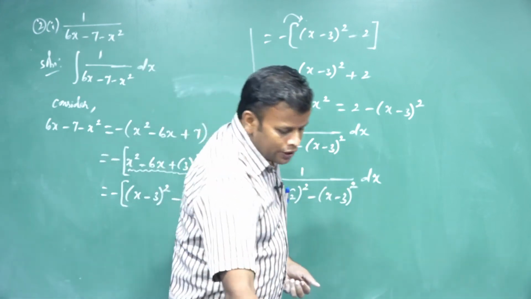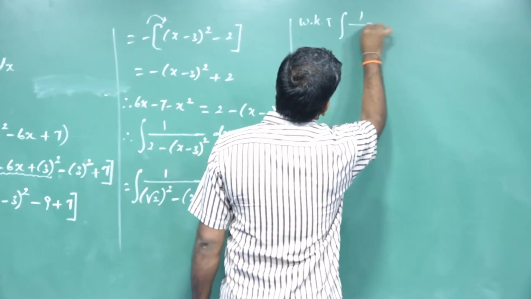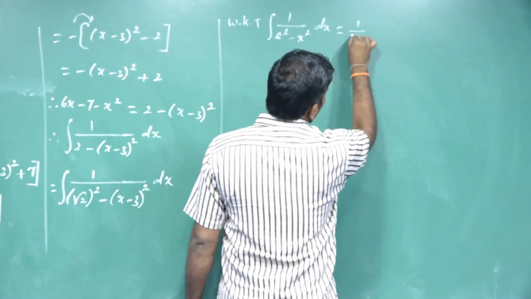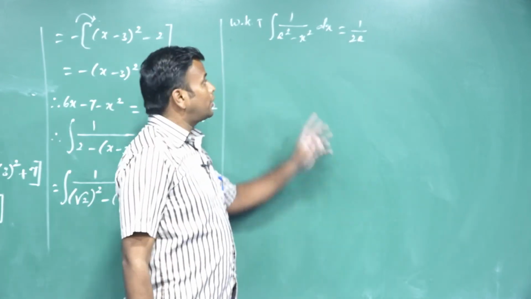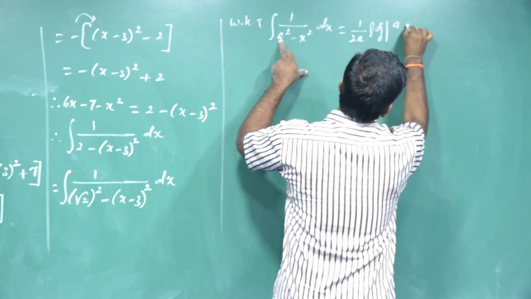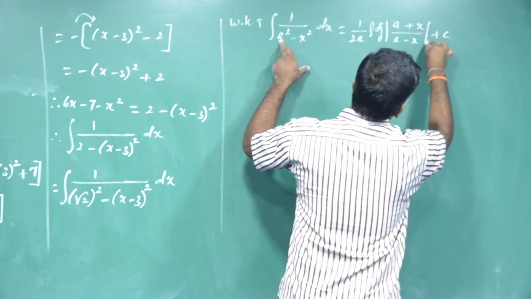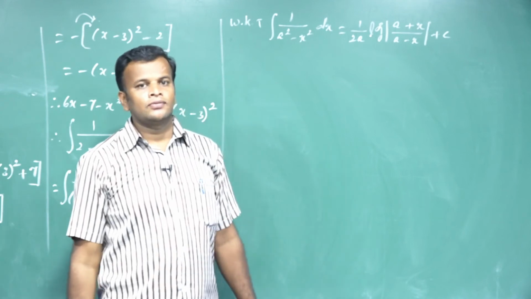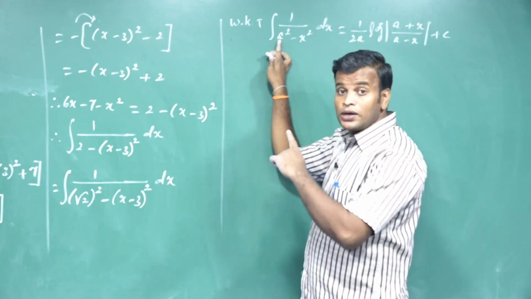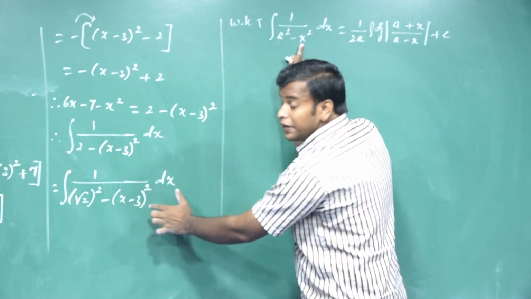You remember the formula? Integrating 1 divided by a square minus x square into dx, the formula is 1 by 2a, log within a modulus, a plus x in the numerator and a minus x in the denominator. We compare the formula to our given sum. In place of a, root 2 is there. In place of x, x minus 3 is there.